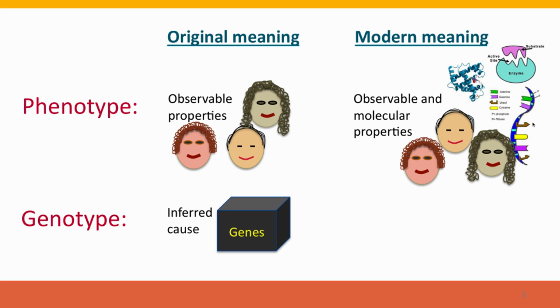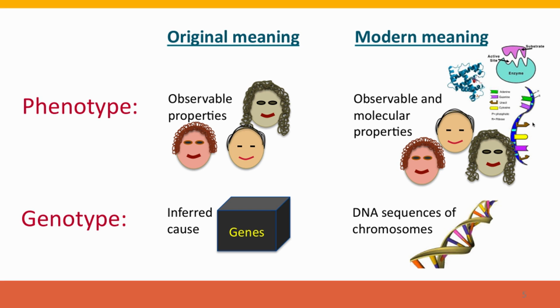When the term genotype was invented, it was because of the brave inference that these phenotypic differences that we see were caused by differences in some mysterious entities which were given the name genes. Different versions of genes were the different genotypes. We now know that this was a correct inference, and in fact that the different versions of genes are different versions of DNA sequences of chromosomes.